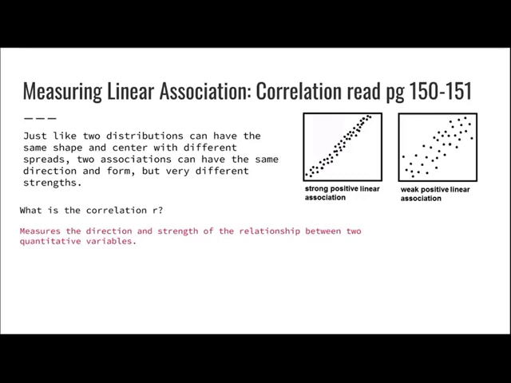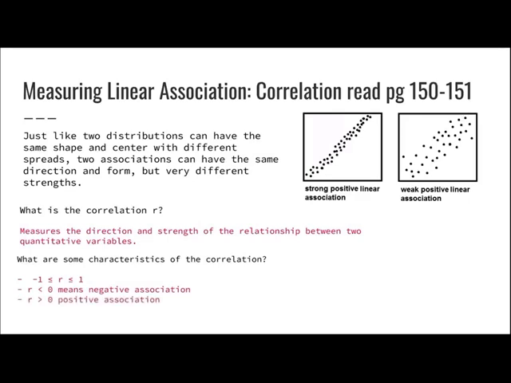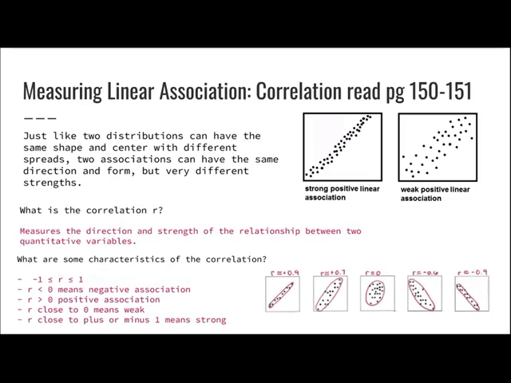So what is the correlation R? What R does is it measures the direction and strength of the relationship between two quantitative variables. What are some characteristics of the correlation? Well, we know that R is between -1 and 1. R less than 0 means a negative association, while R greater than 0 is a positive association. R close to 0 means weak, and R close to plus or minus 1 means strong. Here are some examples.